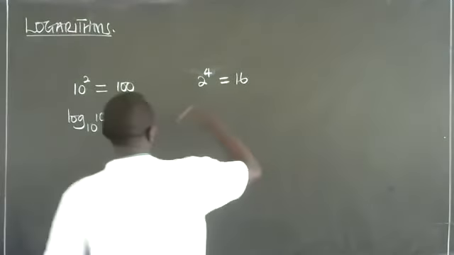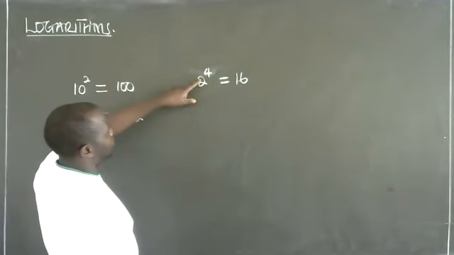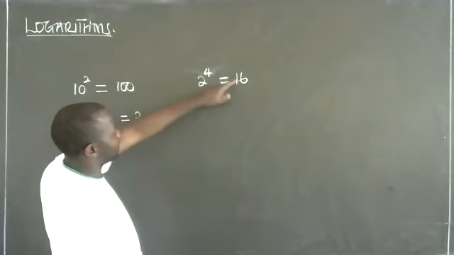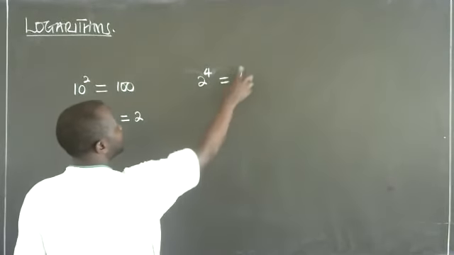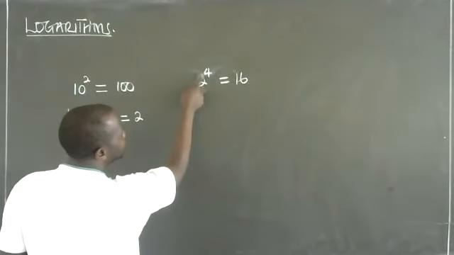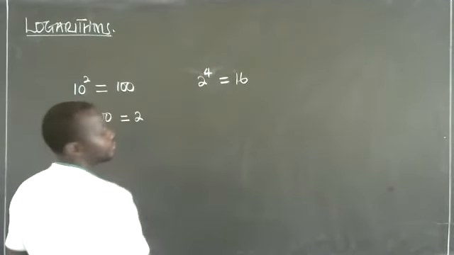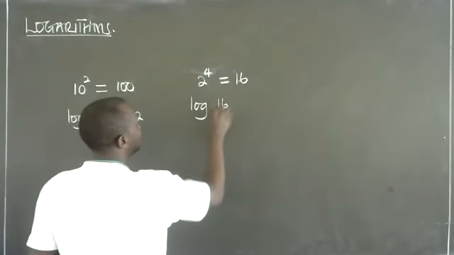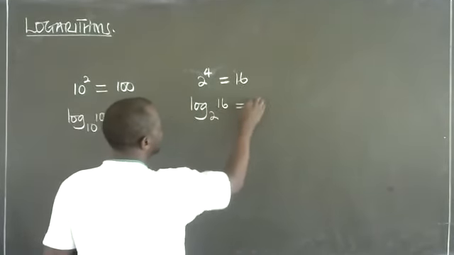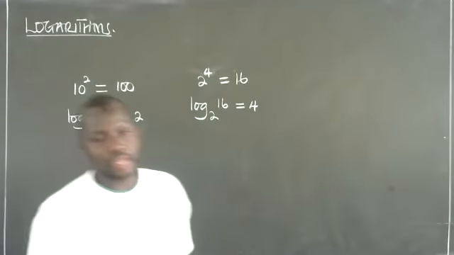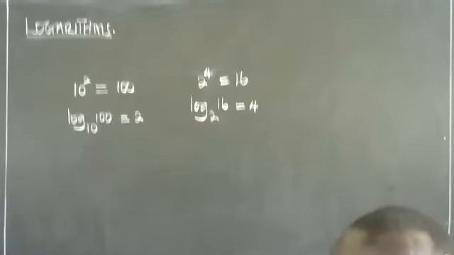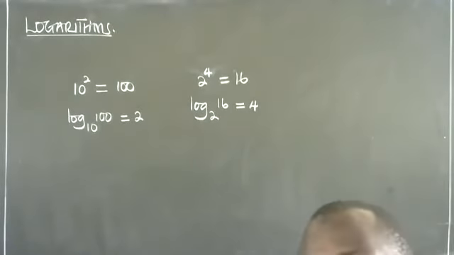Just like here, I can say the base is 2, the power is 4, and the number is 16. It means the logarithm of this number to the base of 2 is 4. The logarithm of 16 to the base of 2 is 4. Does it make meaning? Do those statements make meaning?